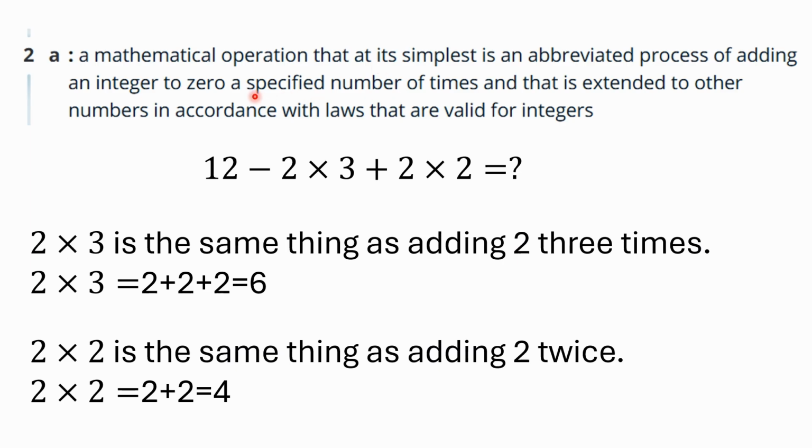All right, and if we look at that again, that definition, and we look at our problem, we can start to understand that 2 times 3 is the same thing as adding 2 3 times. 2 times 3 is nothing more than 2 plus 2 plus 2 is 6. So this is why multiplication has priority over addition and subtraction. Same thing with 2 times 2. 2 times 2 is the same thing as adding 2 twice. 2 times 2 is equal to 2 plus 2 equals 4.